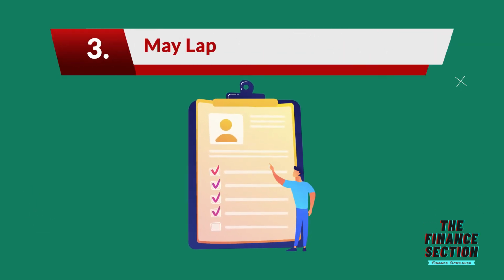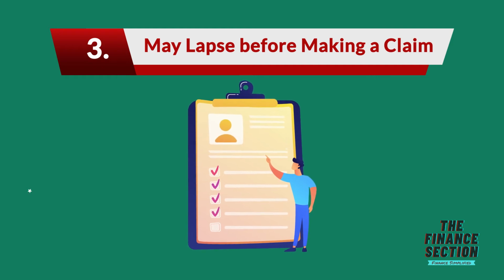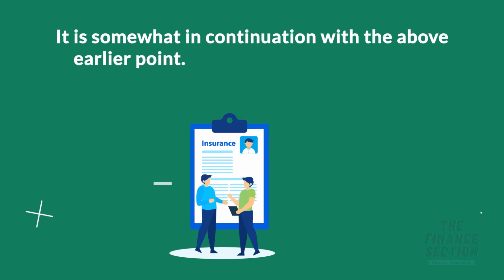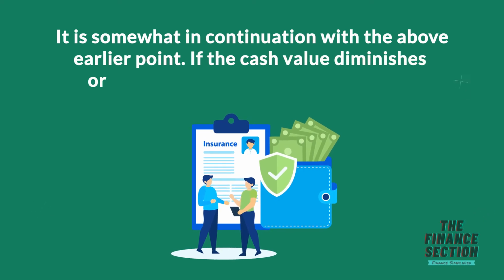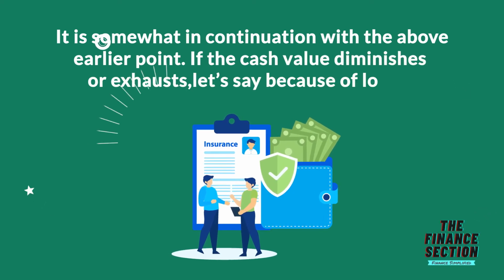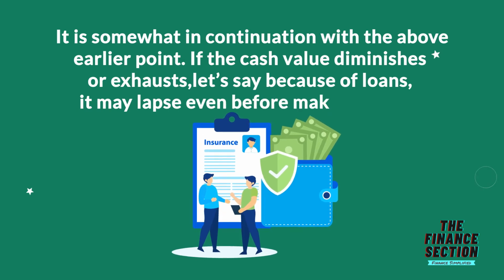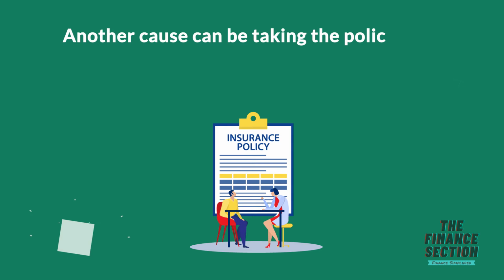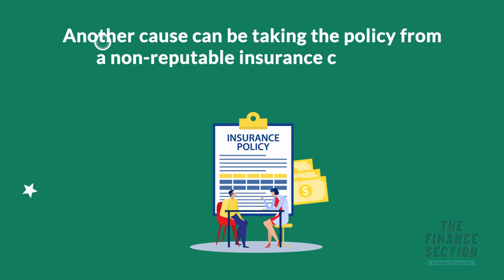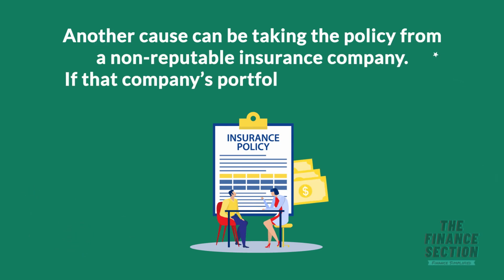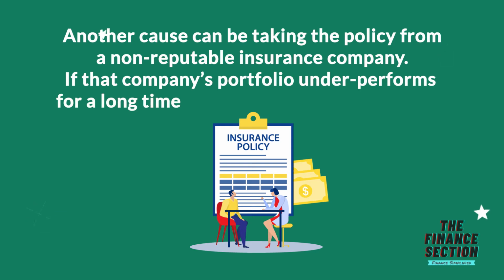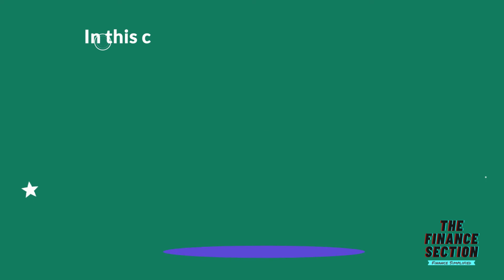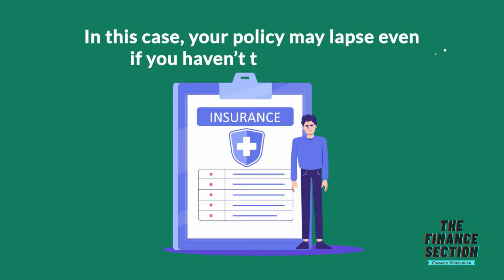3. May lapse before making a claim. It is somewhat in continuation with the earlier point. If the cash value diminishes or exhausts, let's say because of loans, it may lapse even before making a claim. Another cause can be taking the policy from a non-reputable insurance company. If that company's portfolio underperforms for a long time, it will not back your UL policy. In this case, your policy may lapse even if you haven't taken the loan.